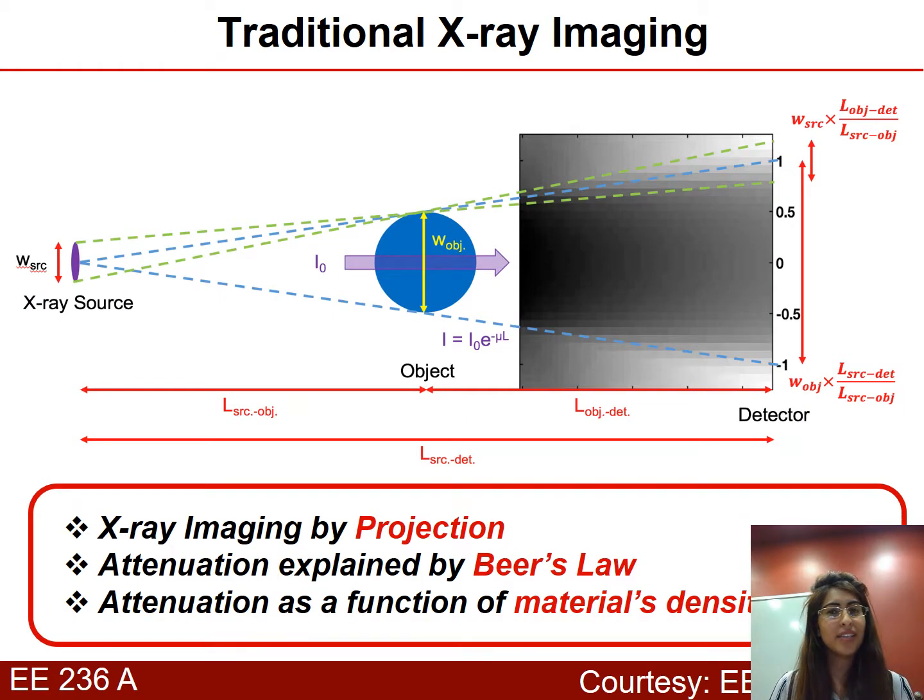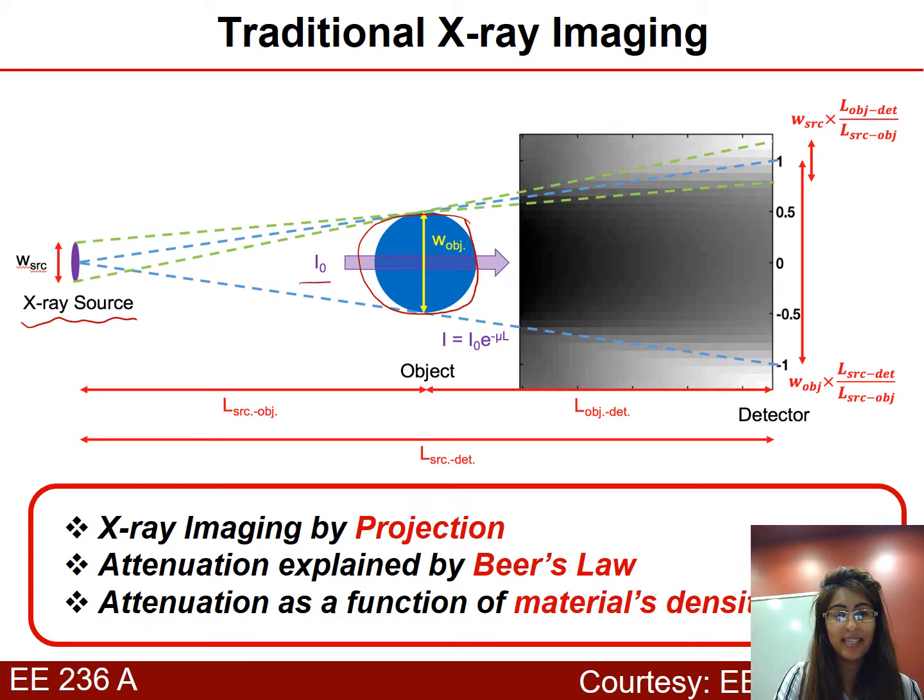So, how does X-ray imaging work? This technique is based on the absorption of X-rays as they propagate through the sample. This is an X-ray source with a certain width, producing X-rays. They go and hit this object.